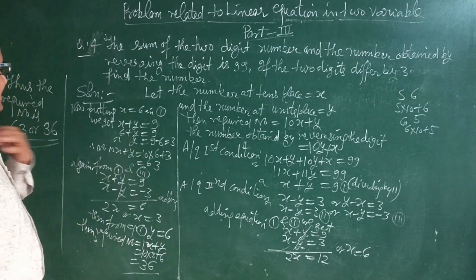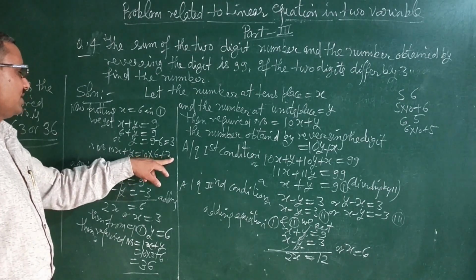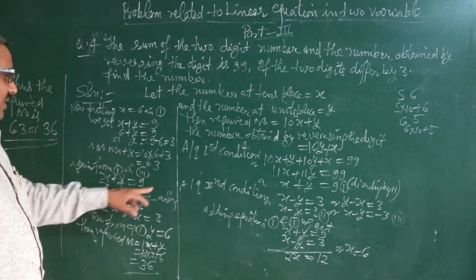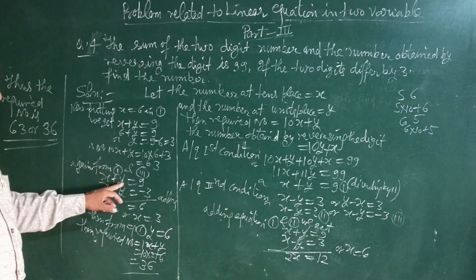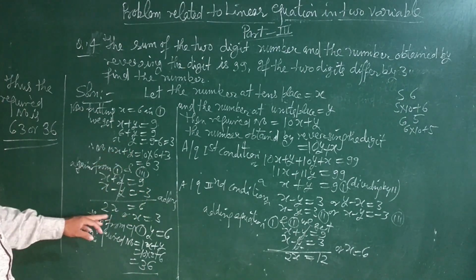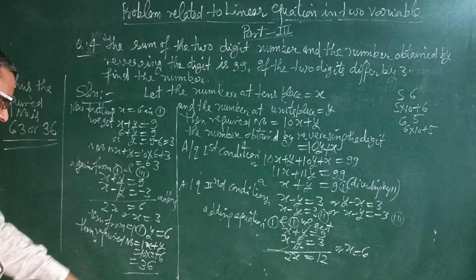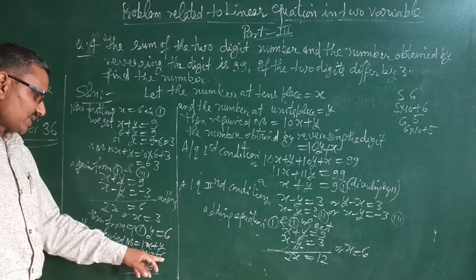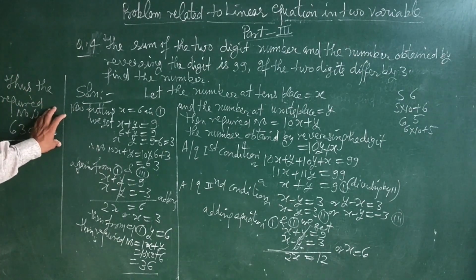So the required number is 10x plus y. 10x means 10 into 6 plus 3, that is 63. Again from equation first and third, x plus y is equal to 9 and x minus y is equal to minus 3. Solving this, we will get x is equal to 3 and y is equal to 6. Now the number becomes 10 into 3 plus 6, that is 36. So the required number is 63 or 36.